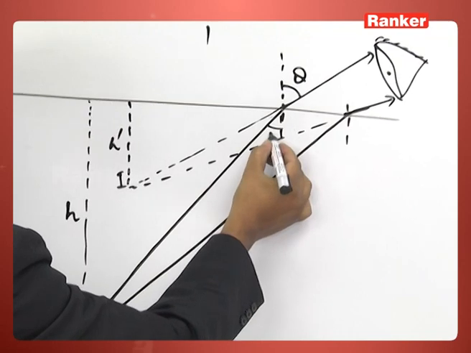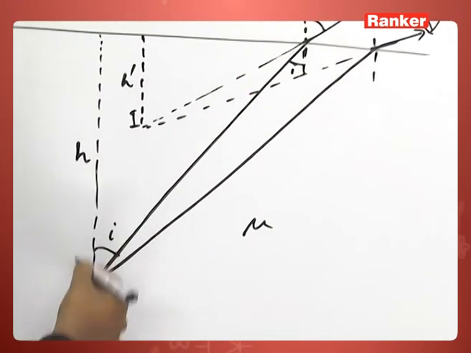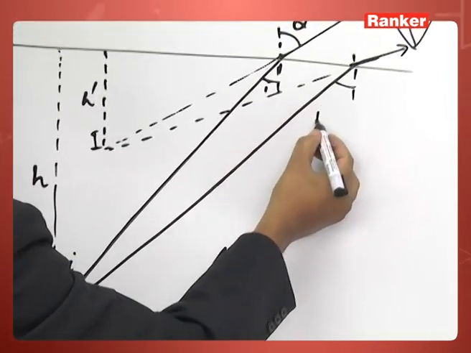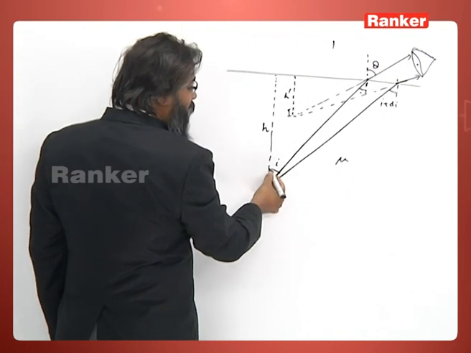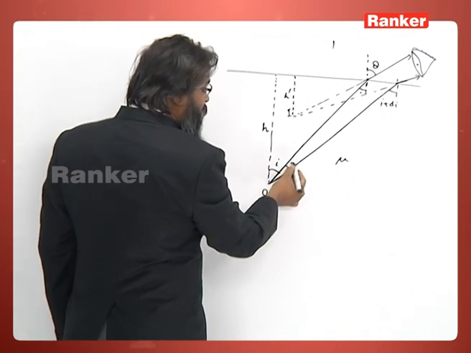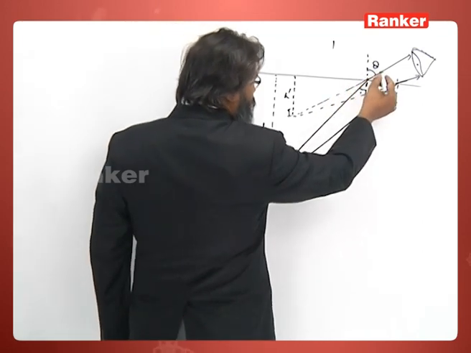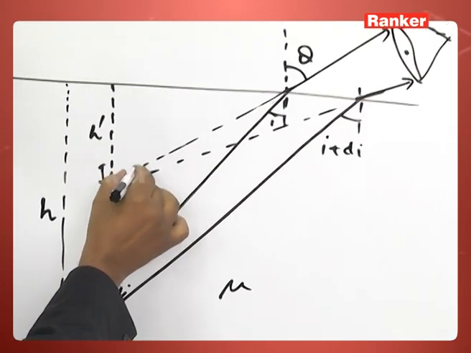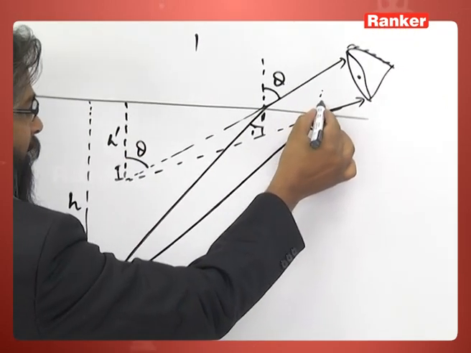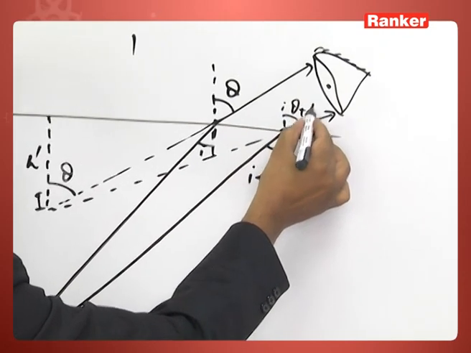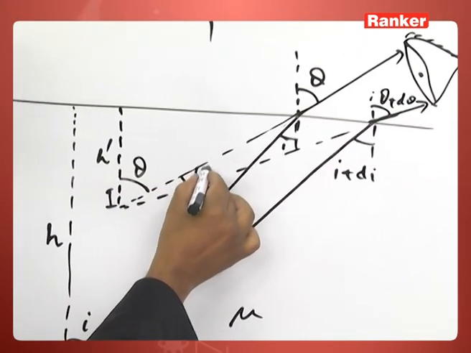Here the angle of incidence is i, so this becomes i, these are parallel lines, and here the angle of incidence increases to i plus di. So, the total angle becomes i plus di, that means this is di. This is theta. So, when I produce these rays, this angle will be theta and this angle will be again theta plus d theta. So, the total angle is theta plus d theta. So, we will write d theta here only.